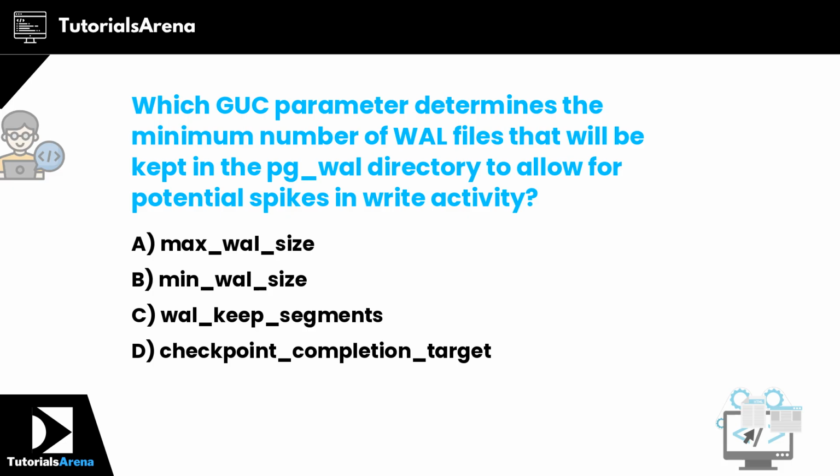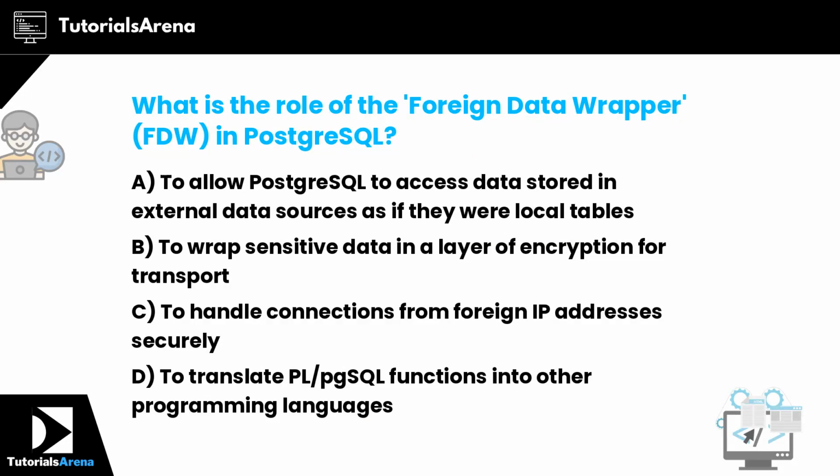Which GUC parameter determines the minimum number of WAL files that will be kept in the pg_wal directory to allow for potential spikes in write activity? The correct answer is option B, min_wal_size.